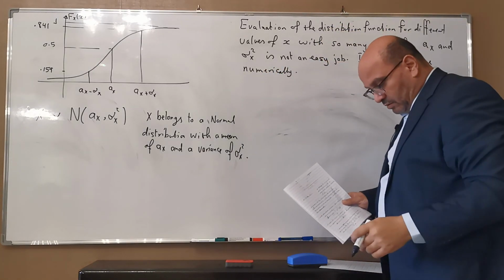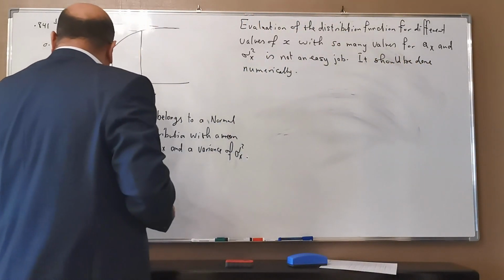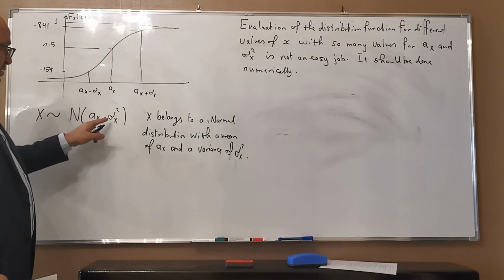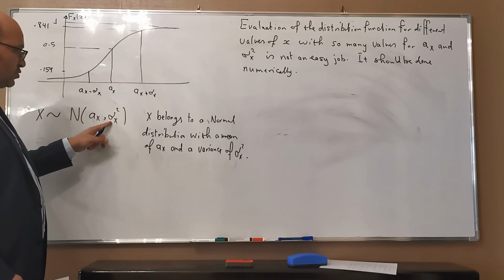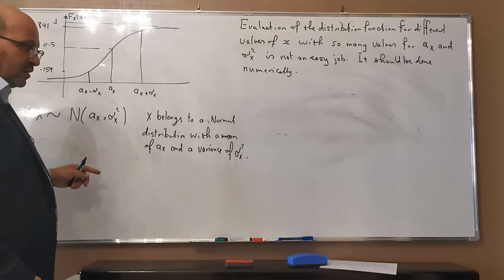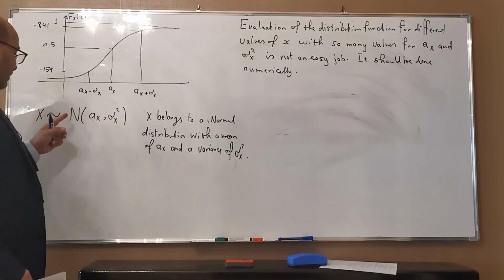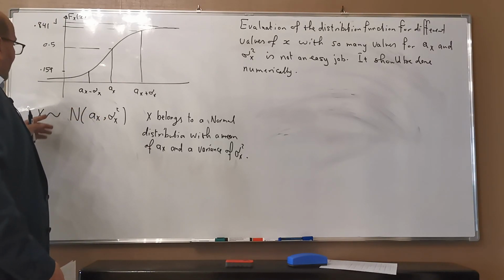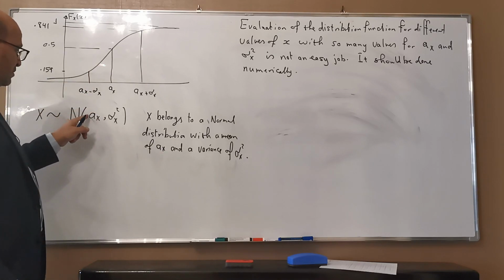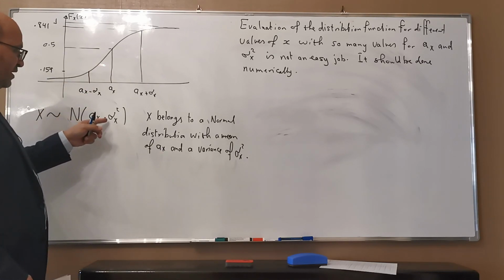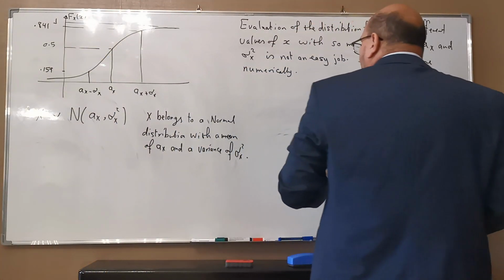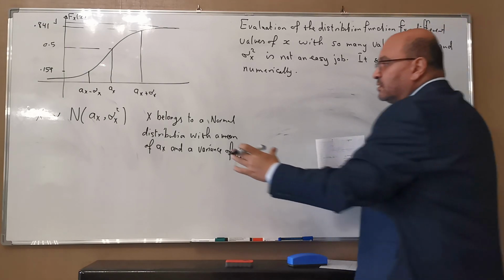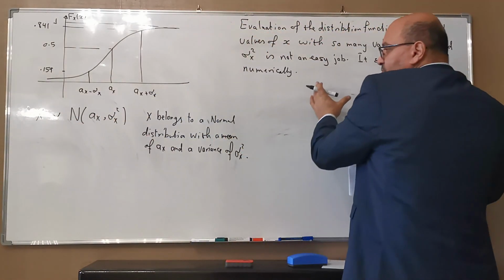Now to do that, notice that if you have ax and sigma x, the mean can vary from minus infinity to infinity. Sigma x squared is always positive, but it can go from 0 to infinity. So to evaluate a distribution function for so many different values of ax and sigma x squared is really not easy. So to do that, we always transform this into some prototype.